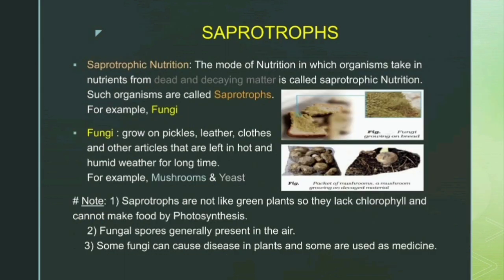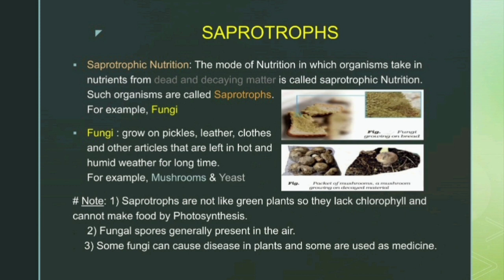Another example of other modes of nutrition in plants is saprotrophic nutrition, the mode of nutrition in which organisms take in nutrients from dead and decaying matter. It is called saprotrophic nutrition. Such organisms are called saprotrophs, like fungi. Fungi grow on pickles, leather, clothes, and other articles that are left in hot and humid weather for a long time. Examples of fungi are mushrooms and yeast.